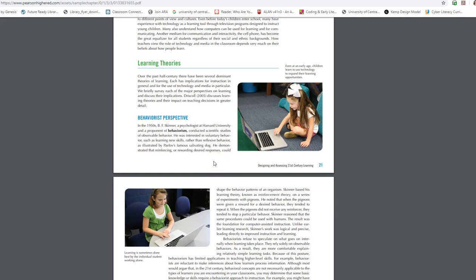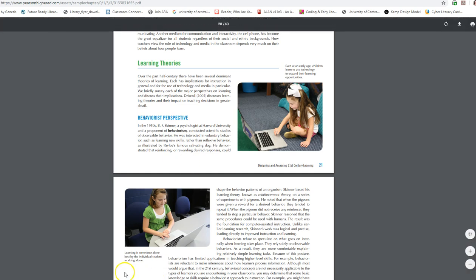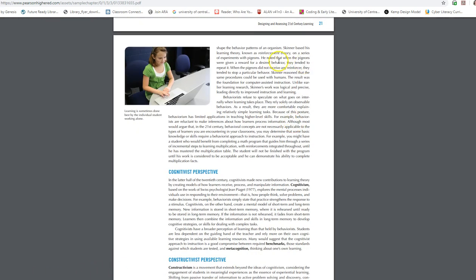So the behaviorist, that is B.F. Skinner from the 1950s. He was talking about different scientific studies that looked at observable behavior. So he was interested in voluntary behaviors such as learning new skills rather than reflective behaviors like what Pavlov looked at. So he looked at reinforcing and rewarding desired responses. Could that shape the behavior patterns of the organism? So he specifically worked with pigeons and looked at the reinforcement theory.